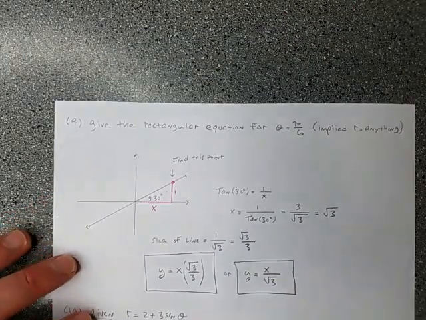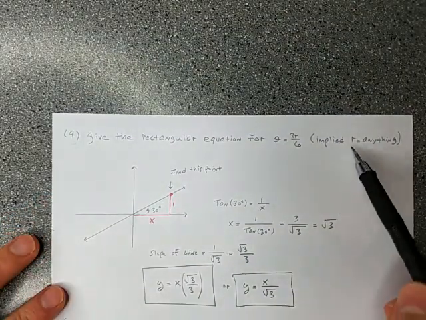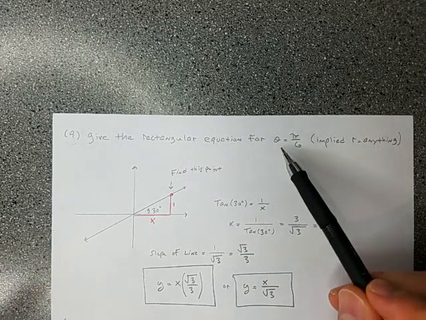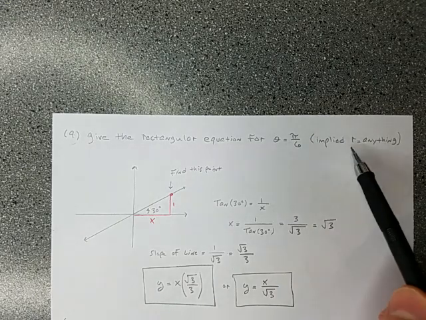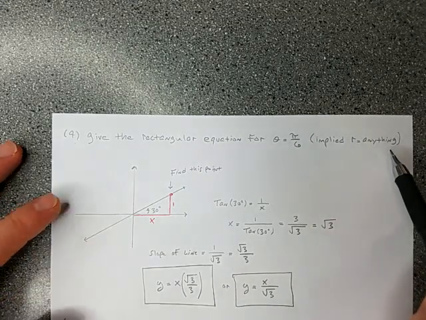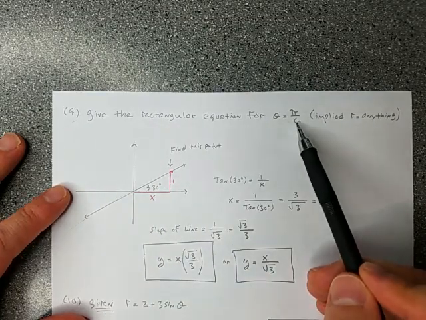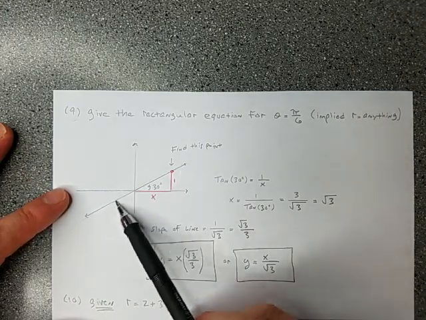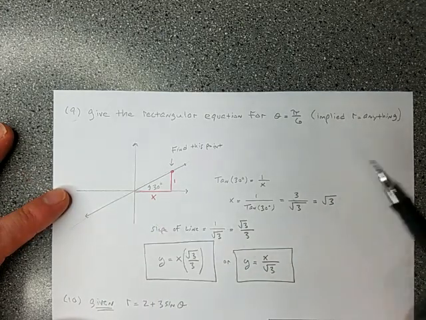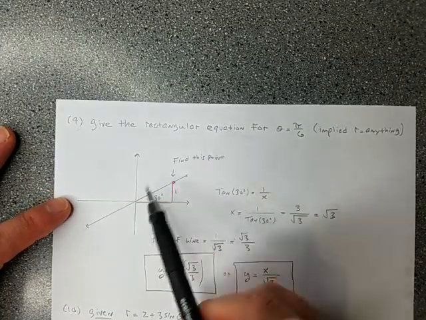Let's look at 9. Give the rectangular equation for theta is equal to pi over 6. It's implied there that r can be anything. In polar coordinates, there's such a thing as r and there's such a thing as theta. If you don't mention r, that must mean r can be anything, no restrictions. So where are all the points where the angular coordinate's 30 degrees and r's anything you want? All along this line at a 30-degree orientation to the positive x-axis, okay? So I want the rectangular equation for that line.